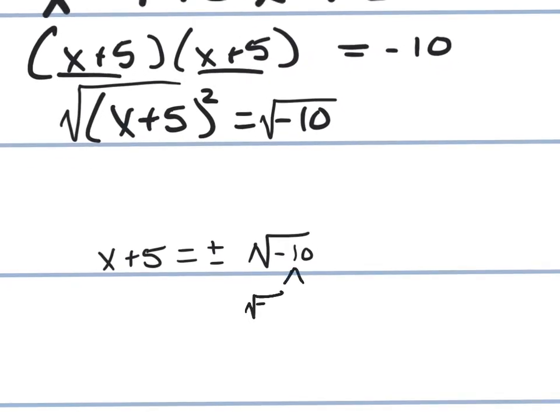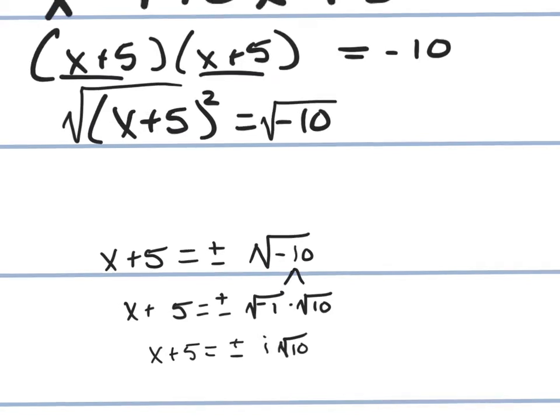Okay, that becomes the square root of negative 1 and the square root of 10. So x plus 5 is equal to plus or minus i times the square root of 10. Does the square root of 10 break down? No, its only factors are 2 and 5, and I can't break either one of those down.